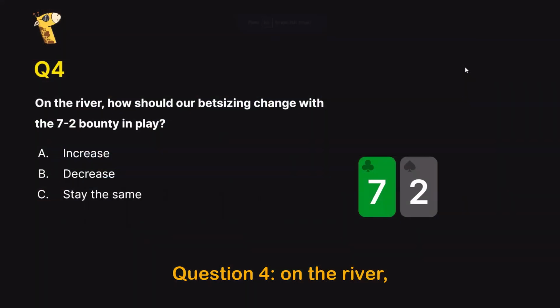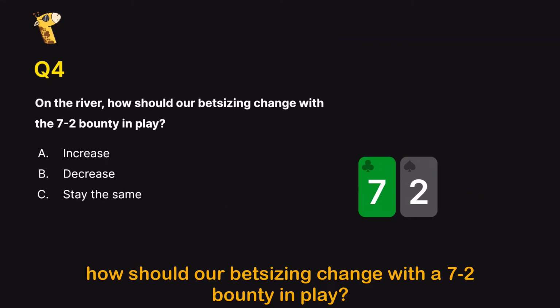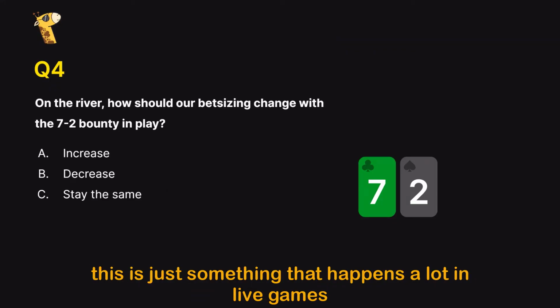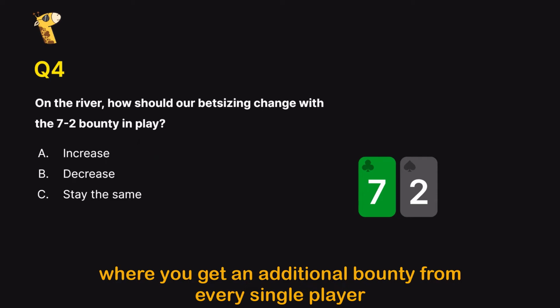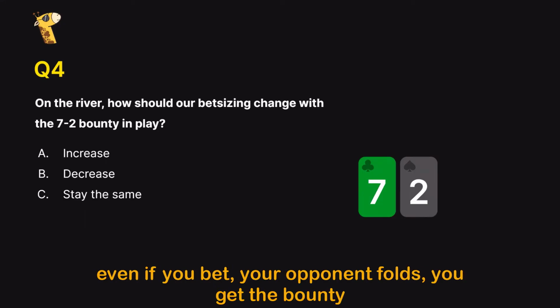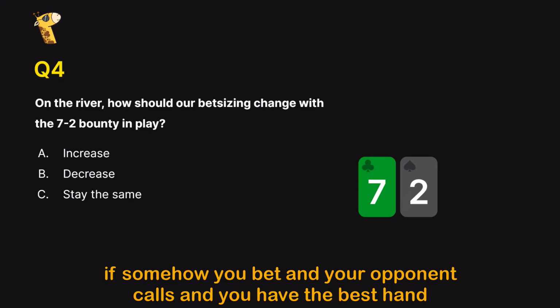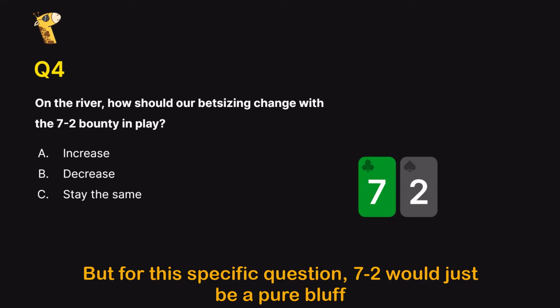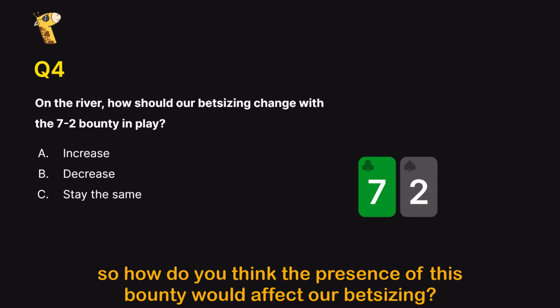So question number 4. On the river, how should our bet sizing change with a 7 deuce bounty in play? So for the members of the audience who've never heard of this, it's just something that happens a lot in live games where you get an additional bounty from every single player if you do happen to win a hand with 7 deuce. And it doesn't matter how you win it. Even if you bet and your opponent folds, you get the bounty. If somehow you bet and your opponent calls and you have the best hand, you win the bounty as well. Right? But for this specific question, 7 deuce would be just like a pure bluff. So how do you think the presence of this bounty would affect our bet sizing?